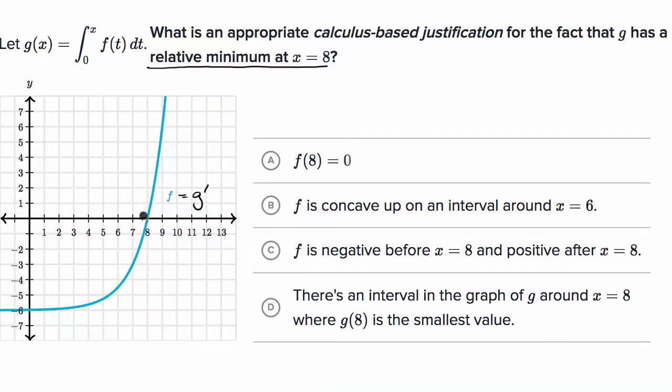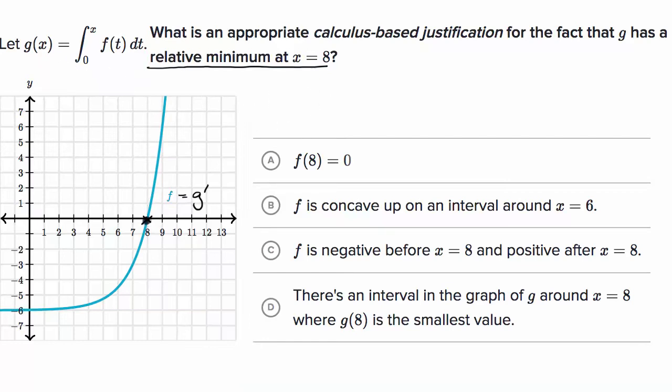If we have the graph of the derivative, how do we know that we have a relative minimum at x equals 8? Well, the fact that we're at the x-axis, that y is equal to 0, that the derivative is equal to 0 at x equals 8, tells us that the slope of the tangent line of g at that point is 0.